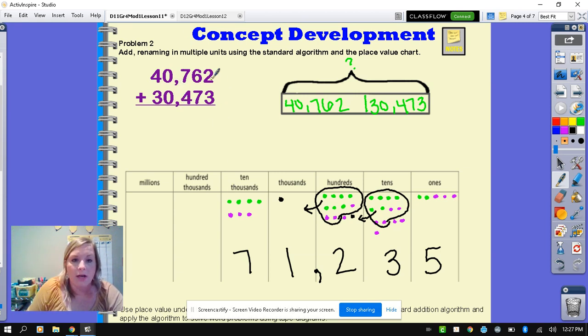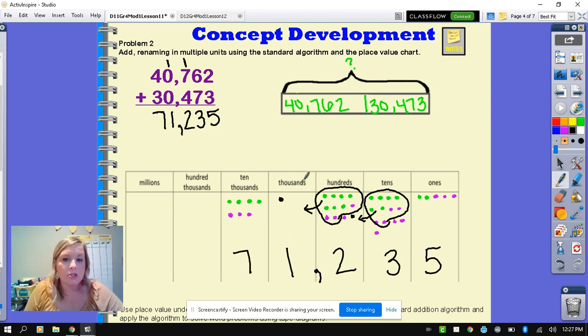So then going back to the standard algorithm, I could do just what I did with the dots here. So 2 plus 3 is 5. 7 plus 6 is 13, so that's why my 3 is here, and I carry my 1. Again, that's exactly what we did here when we cached it in. 7, 8, 9, 10, 11, 12. So I drop my 2. Again, cache in my 1, just like we did here. So 1 plus 0 is 1, and 4 plus 3 is 7. Because your commas are here, you line them up, and you should get the same answer.